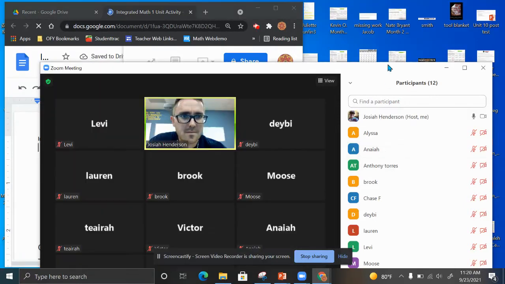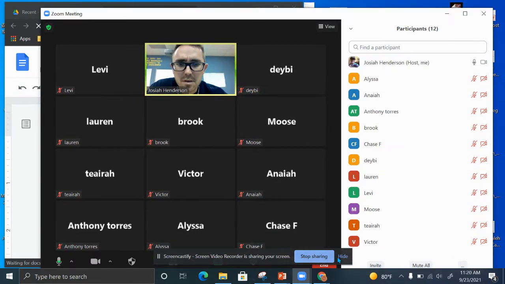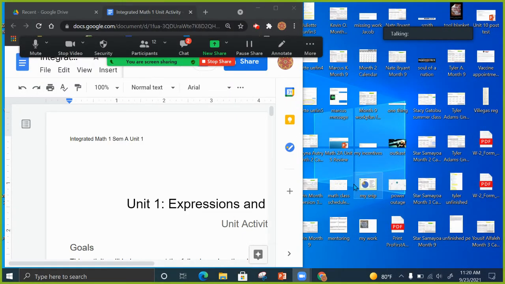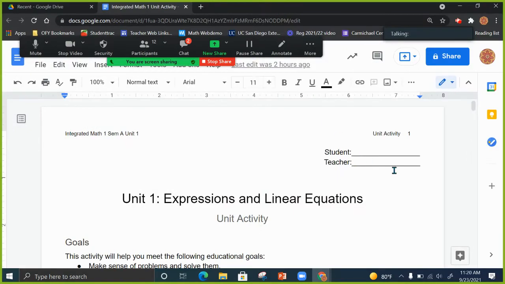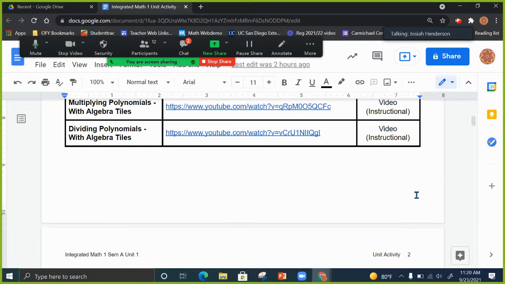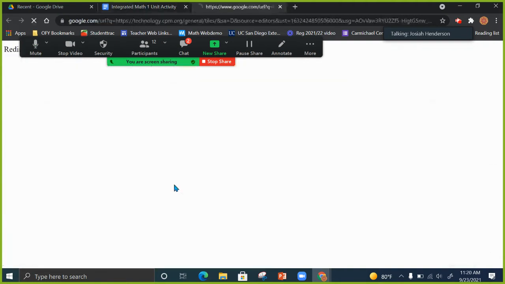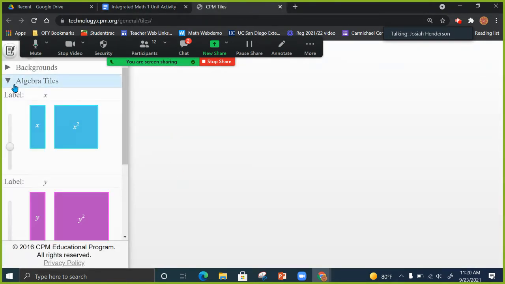Cool. I'm recording and I'm going to share my screen with you all again. Here we go. Okay, sorry about that. So here's the worksheet. What I was trying to do was open up my algebra tiles and then do a screenshot for those of us who are trying to do this digitally. So here's my algebra tiles page.